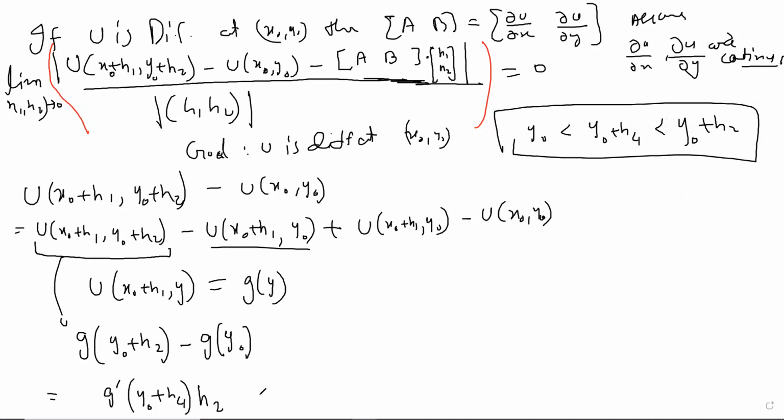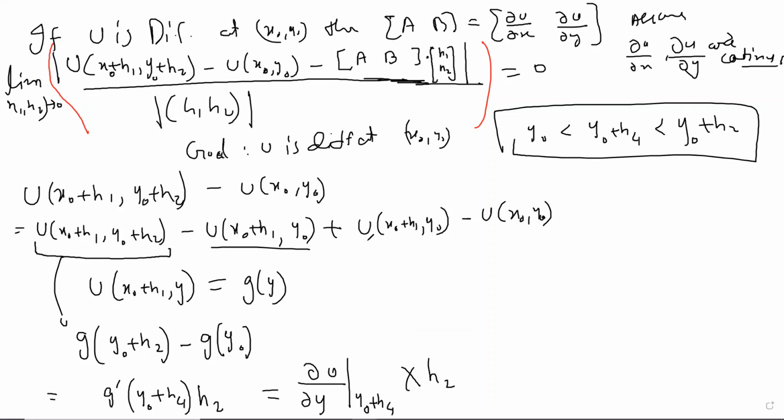This thing now, if you again unbox it, what have you done? You have just taken the derivative of u with respect to y. Where have you taken it? You have taken it at the point y naught plus h4, and then you have multiplied this with h2. So everything is real, these are real derivatives. Is this step fine? Right. Okay, so that's all.